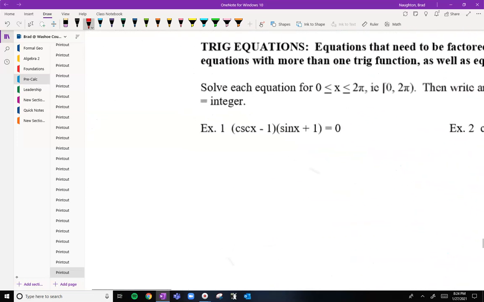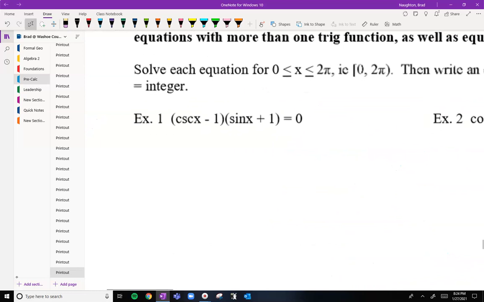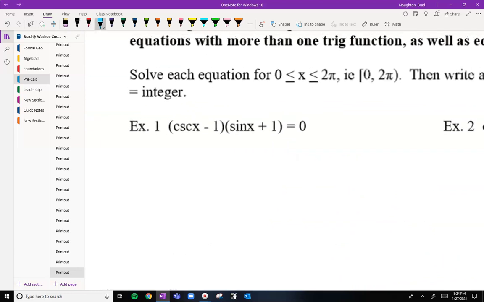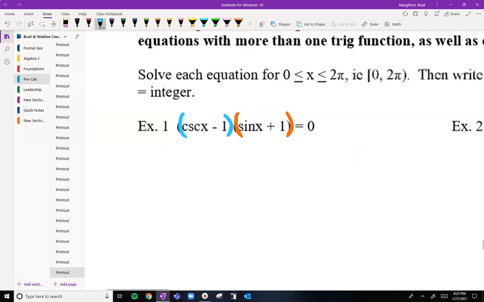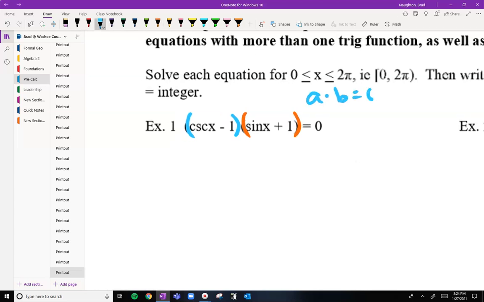So let's look at our first one here. It's already in our nice factored form. The reason we get to do what we're going to do is that we're going to use what's called the zero product rule. It says that if a times b is equal to 0, 0 is such a special number, the only way to get to that is that either a equals 0 or b equals 0. And that's where a lot of our factoring comes into play. So in this case, we know that either our first parentheses is equal to 0 or the second parentheses is equal to 0 for it to actually be 0.